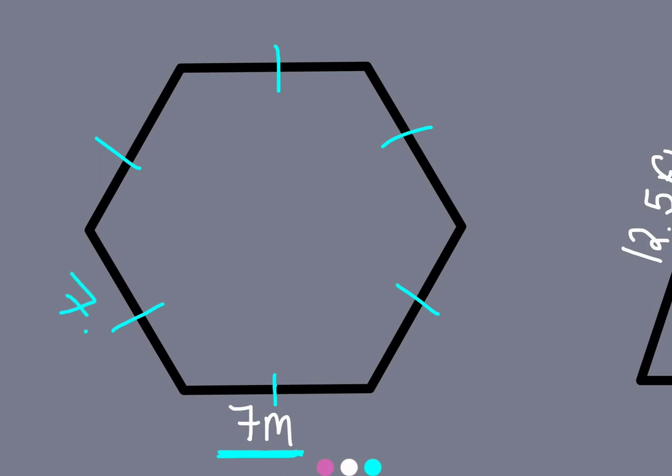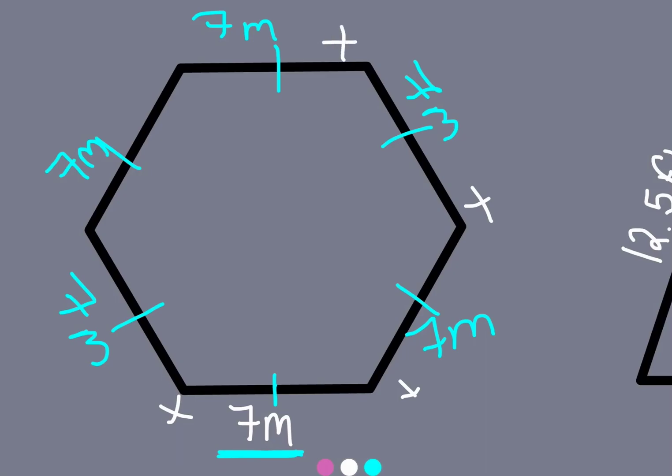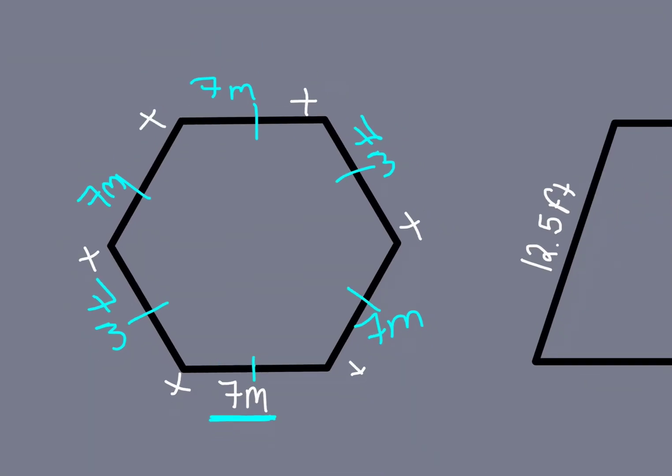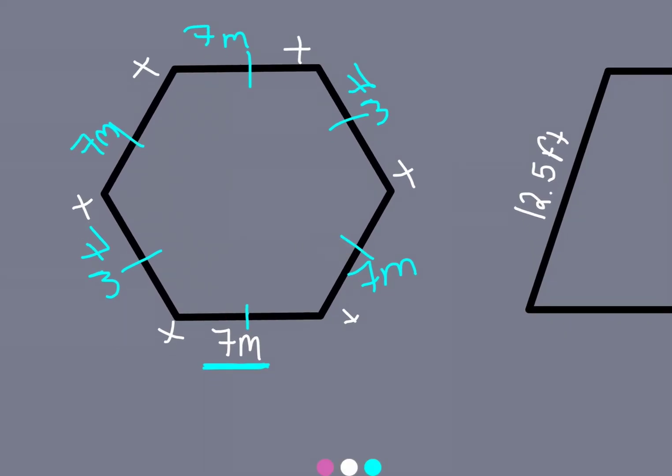So this is 7 meters, this is 7 meters, this is 7 meters, this is 7 meters, and this is 7 meters. Now the next thing you need to know is that you can do this by adding up all the sides, like this plus this plus this plus this plus this plus this plus this. But the more common way that they're going to show you is they're going to say, okay, you have 6 groups because you have 1, 2, 3, 4, 5, 6 sides, and in each group you have 7 meters.